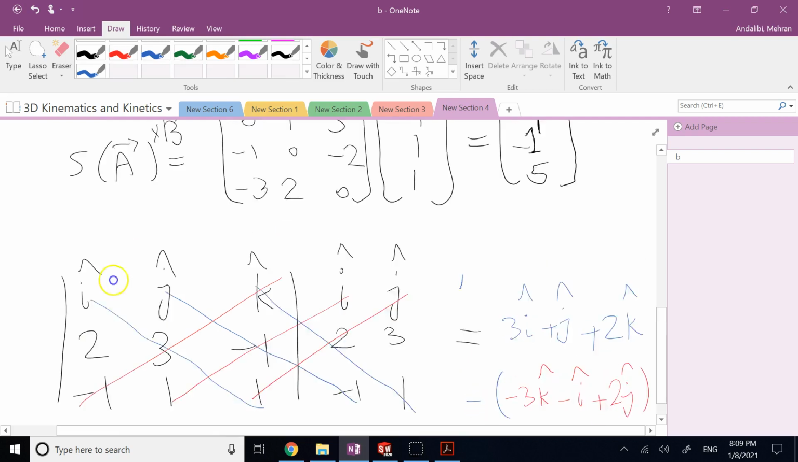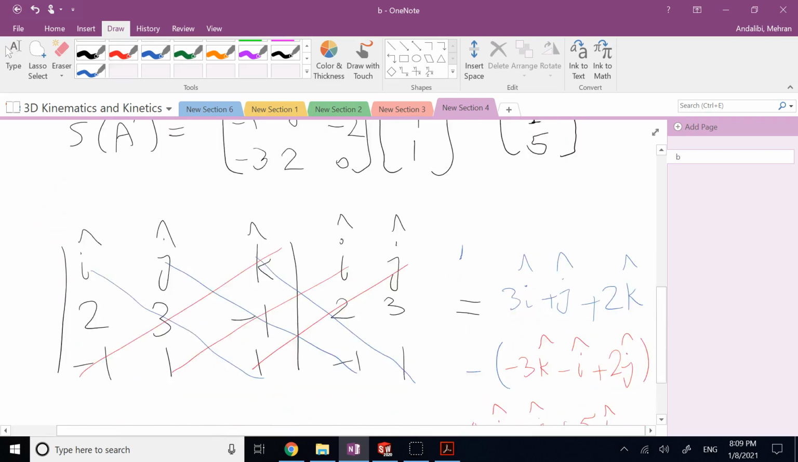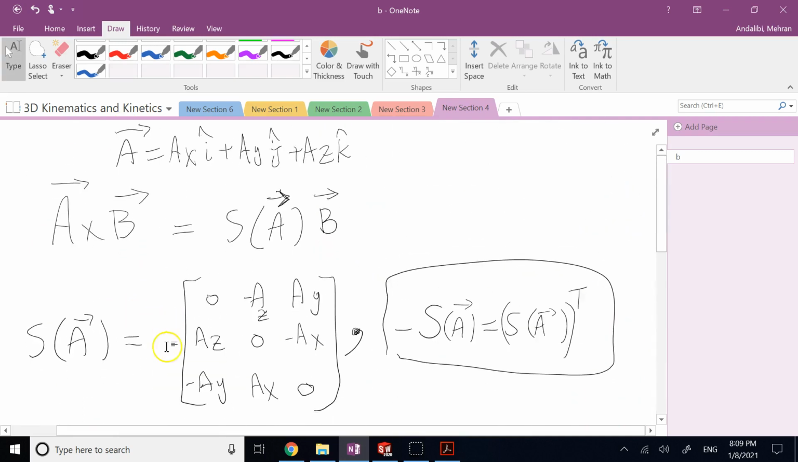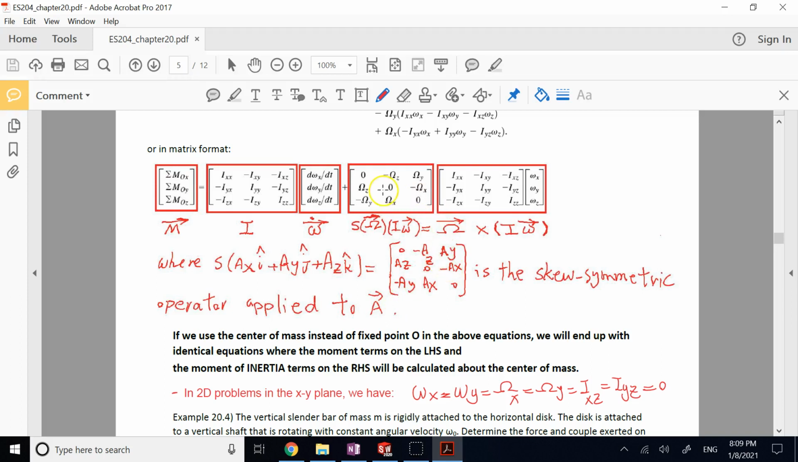So 4, negative 1, 5, which is the same as this. So this is an alternative way to carry out the cross product, and that's what you have seen here. So, to write it completely in matrix notation.